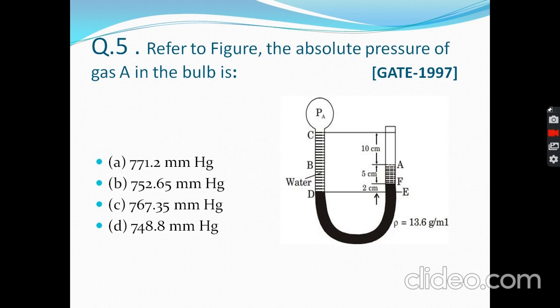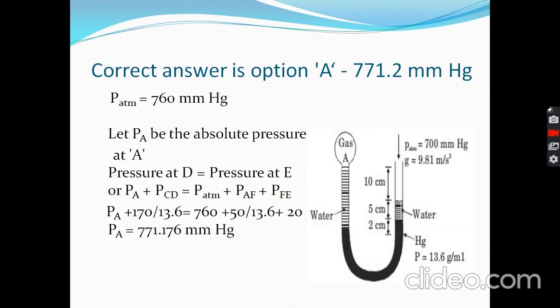Question 5. Refer to the figure. The absolute pressure of gas A in the bulb is: option A 771.2 mm of Hg, option B 752.65 mm of Hg, option C 767.35 mm of Hg, option D 748.8 mm of Hg. So the correct answer is option A, 771.2 mm of Hg.